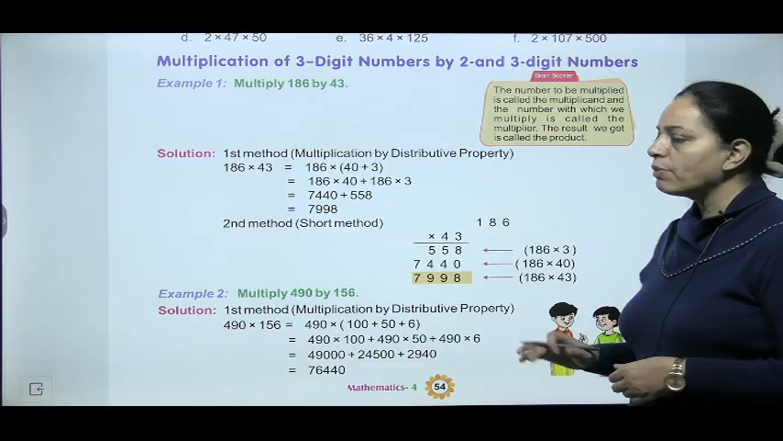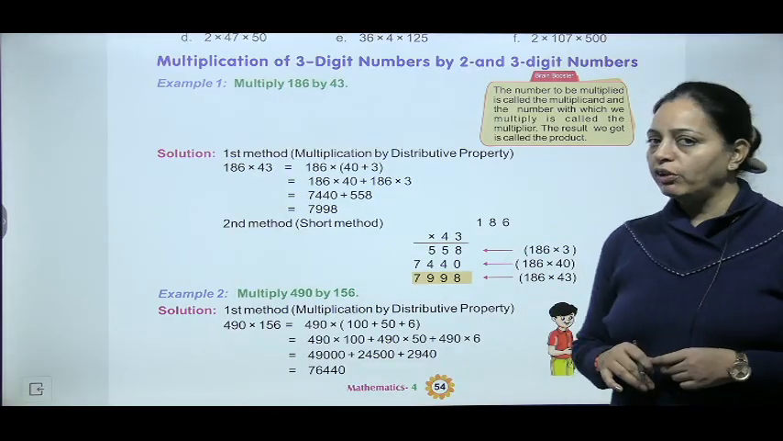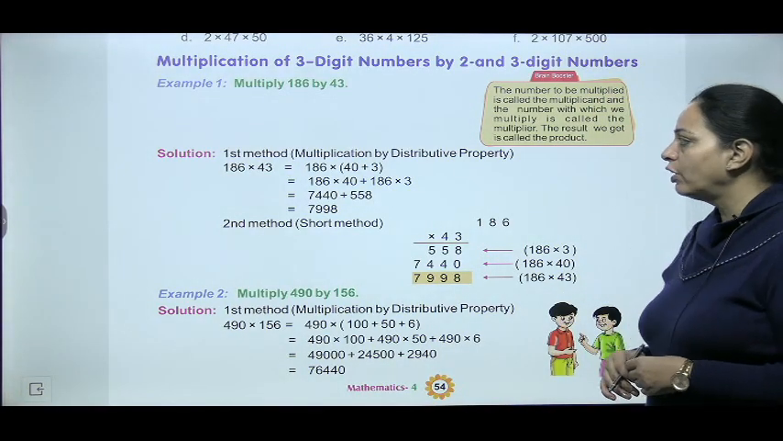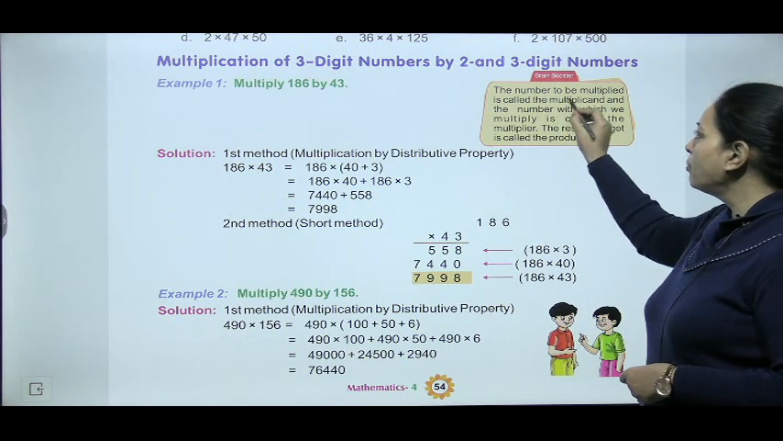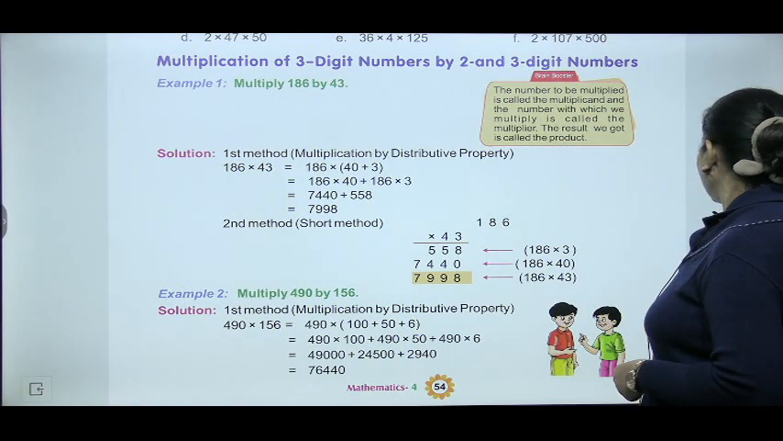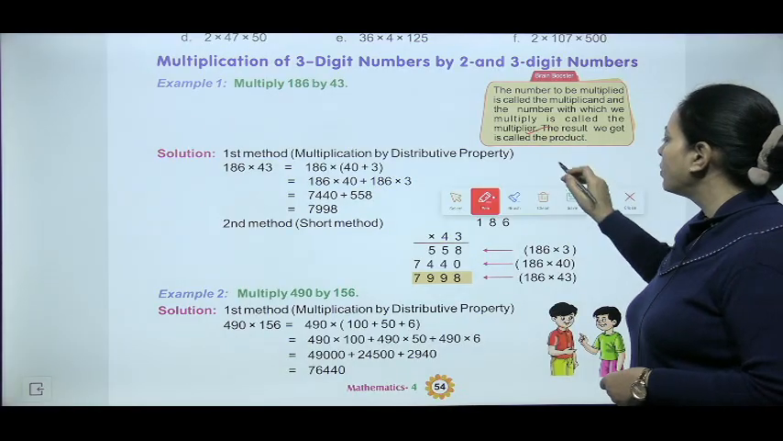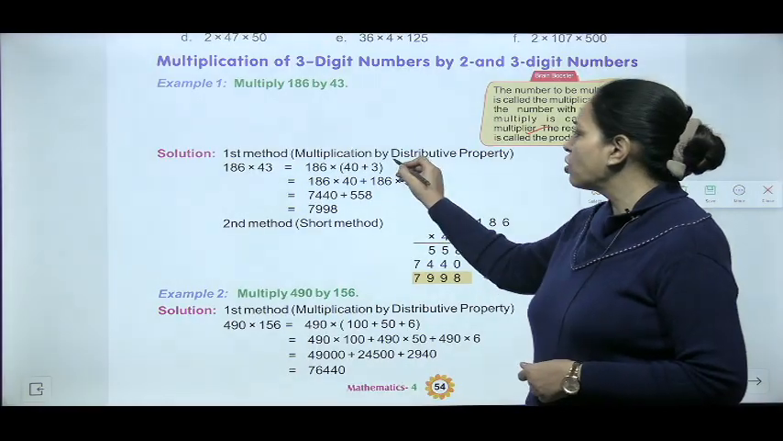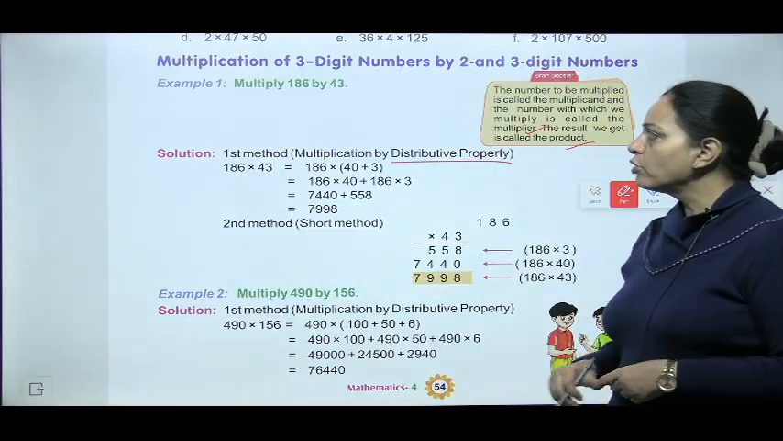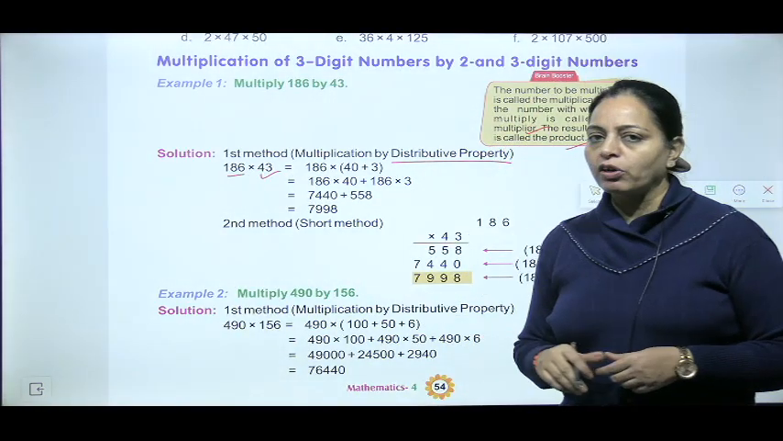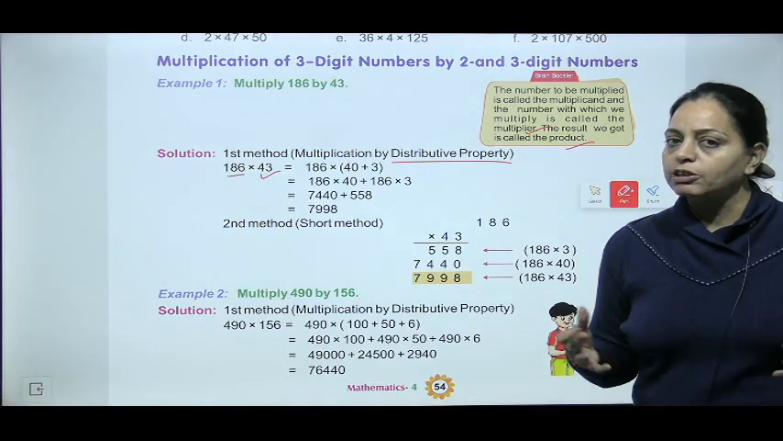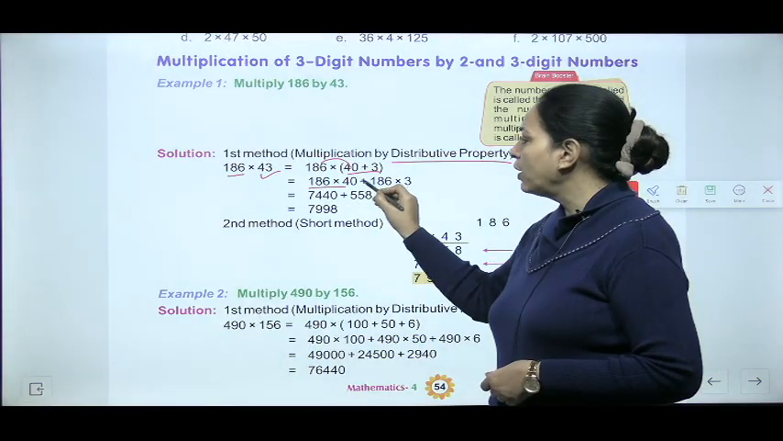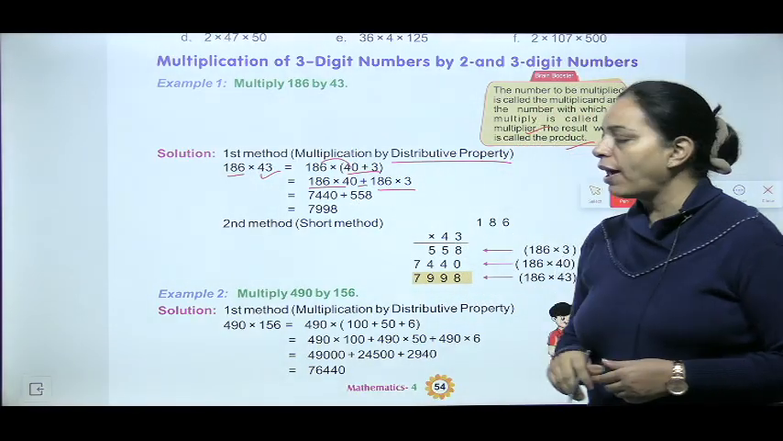Now next we are talking about multiplication of a 3-digit number by a 2-digit number. See how to do it. Example 1, multiply 186 by 43. So first, brain booster: the number to be multiplied is called the multiplicand, the number by which we multiply is called the multiplier, and the result is called the product.